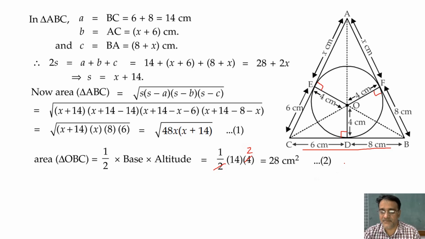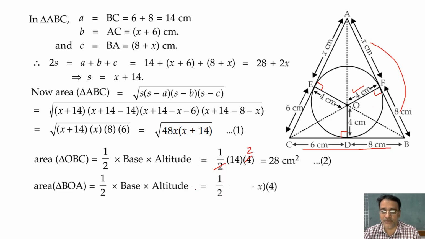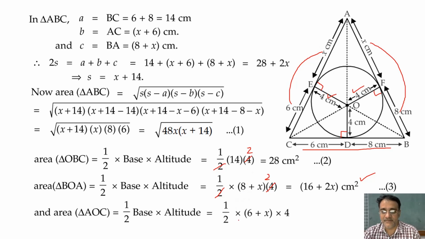28. Now we'll find the area of triangle AOB. So base is x plus 8 and height is 4. So here we'll get 2x plus 16. Now the last one is AOC. Base is x plus 6 and height is 4. So again if we cancel these, we will get 2x plus 12.